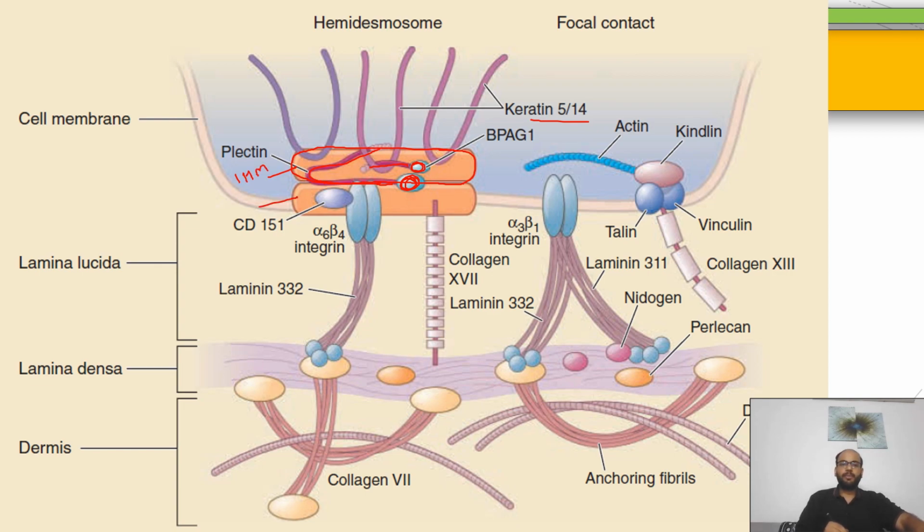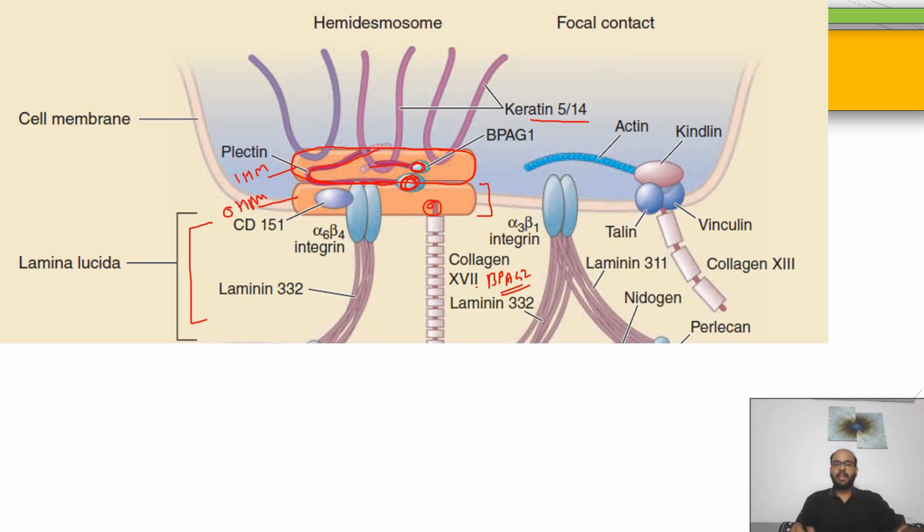The outer hemidesmosomal membrane is here, and that is formed by CD151, the heads of the alpha 6 beta 4 integrins, and also collagen 17, which is also known as BPAG2, bullous pemphigoid antigen 2. Only the head part. So this is the outer hemidesmosomal membrane, and the rest part is lamina lucida. So we'll discuss lamina lucida and the hemidesmosomes in this video.